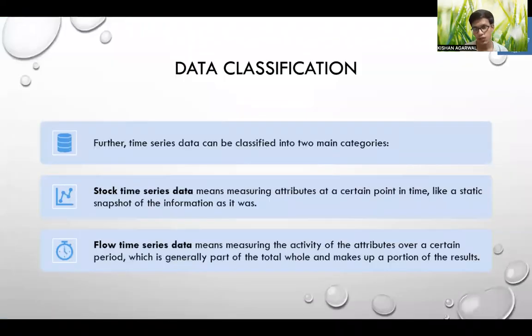So let us see data classification. Time series data can be classified into two main categories: stock time series data and flow time series data. So what is stock time series data? Stock time series data means measuring attributes at a certain point in time, like a static snapshot of the information as it was. Flow time series data means measuring the activity of the attributes over a certain period, which is generally part of the total whole and makes up a portion of the results.